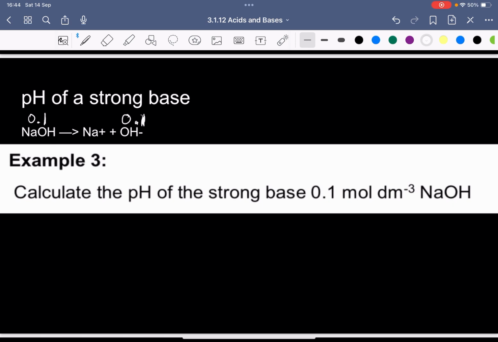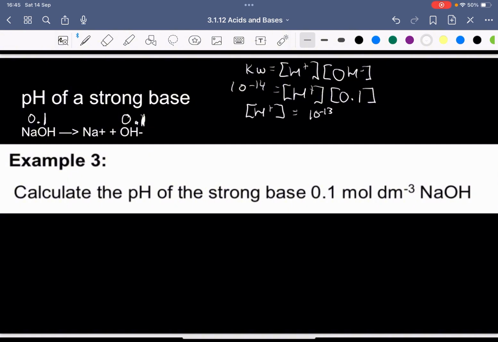Now we can sub this into our expression for Kw. So we know that Kw equals [H+] times [OH-]. Now when Kw isn't given to us, we can just assume it's the value at room temperature, which is 10 to the minus 14. And we know that the concentration of sodium hydroxide and the hydroxide ions is 0.1. Now we can just divide through to work out the value of H+ concentration, which is... And finally, we can minus log this to get pH. So our value for pH is 13.